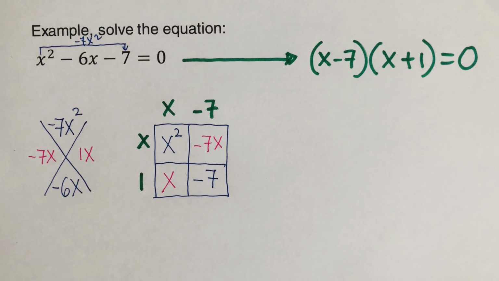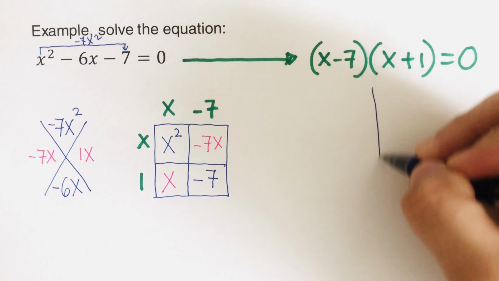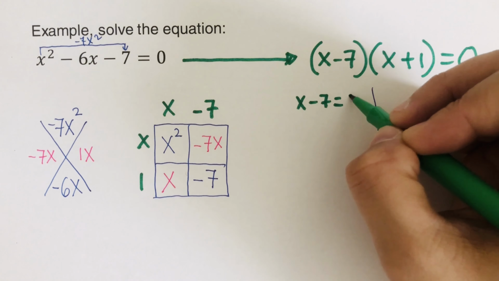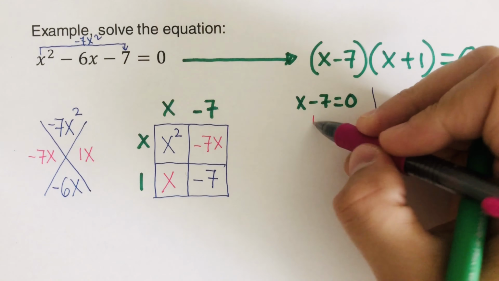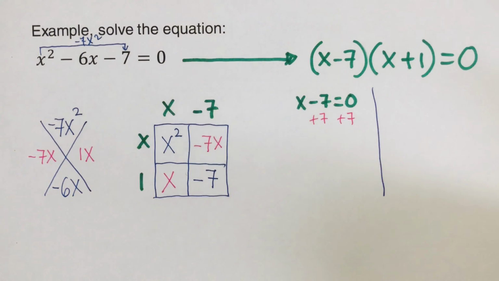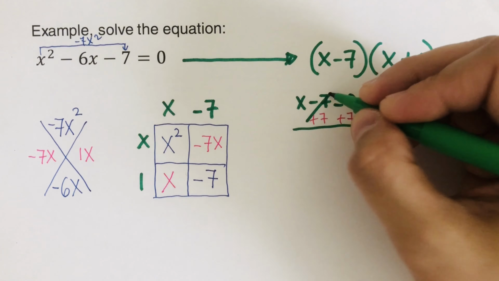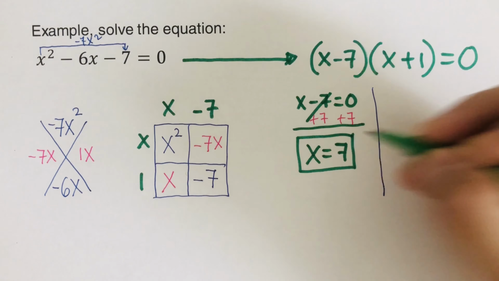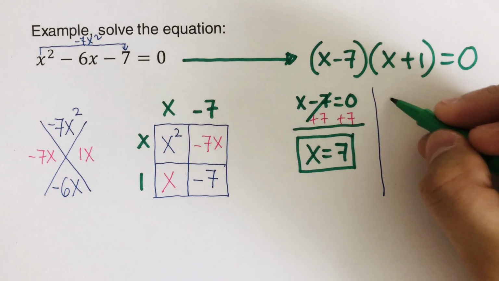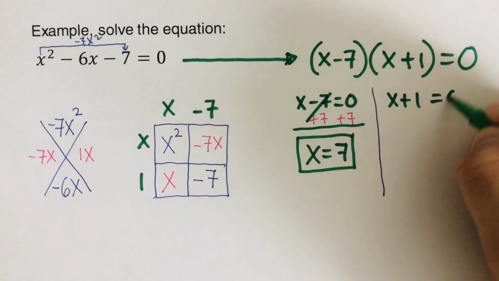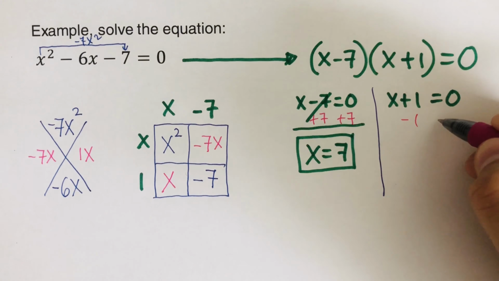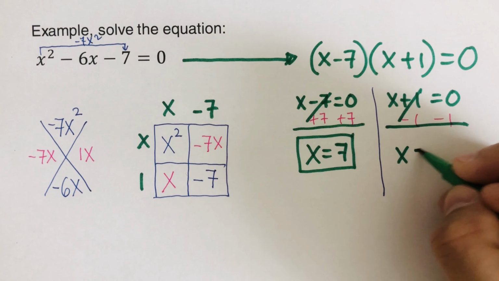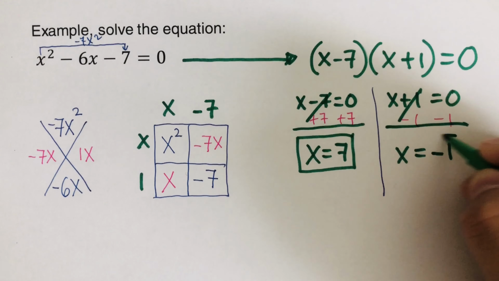From here, we can use the zero product property. So then we go ahead and write x minus 7 equals 0. So plus 7 to both sides, plus 7 here. So then we can cross out the 7. So x is equal to 7. And then the other one here would be x plus 1 equals 0. So minus 1 and minus 1. So then we are left with x is equal to negative 1.